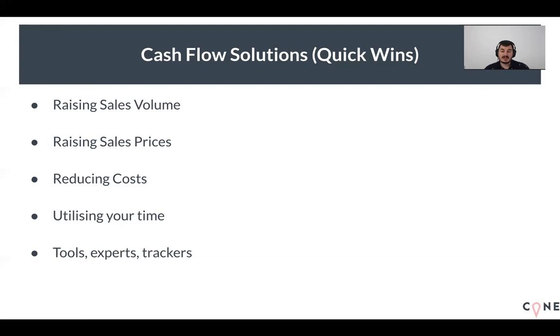But there's even more specialist tools like Fluidly and Float, which allow you to create 12-month forecasts for the price of a monthly subscription, which could be about, I think it's about $30 a month or something like that. So there's different options there.